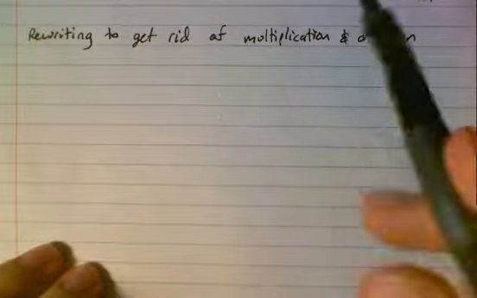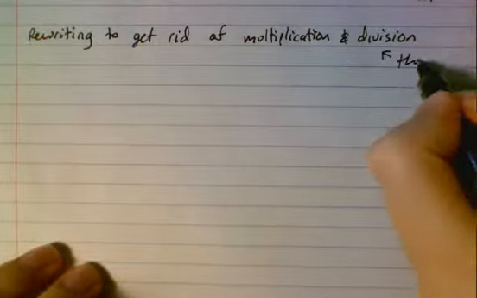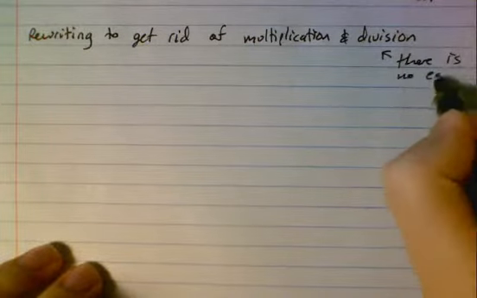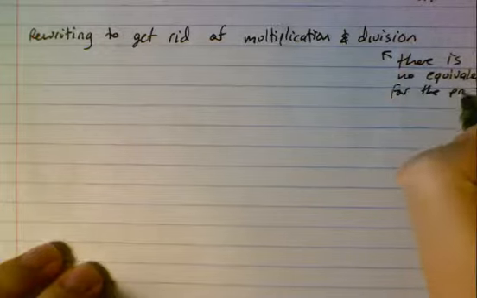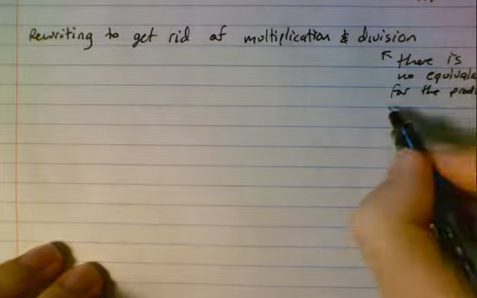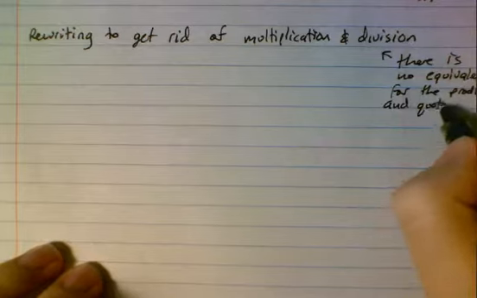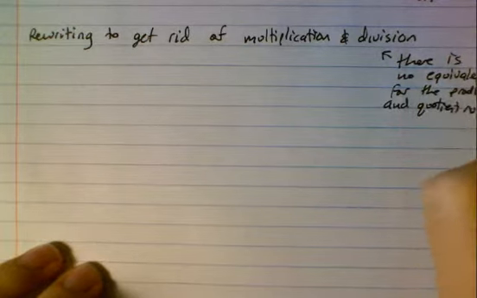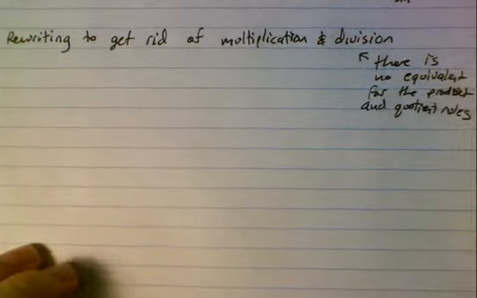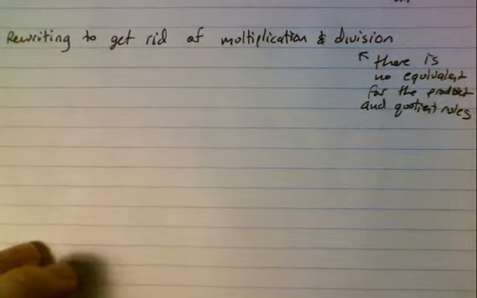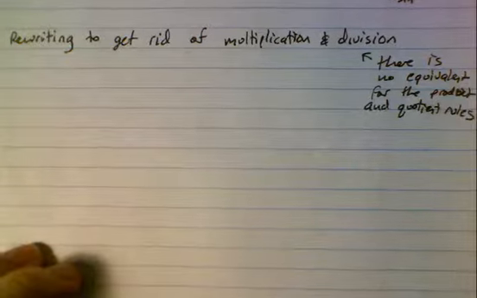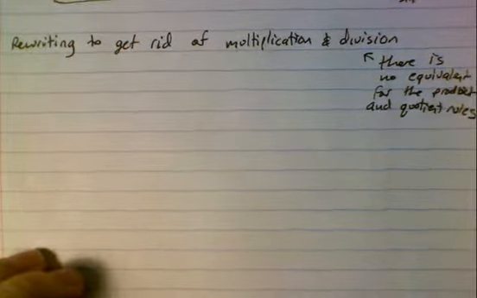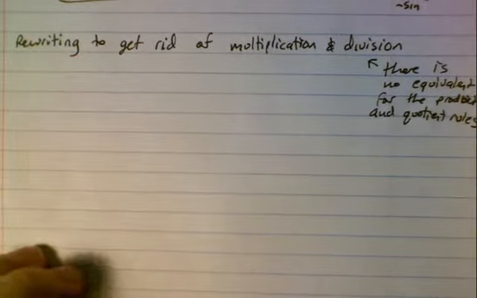Basically what's going on here, there is no equivalent for the product and quotient rules. There is an equivalent for the chain rule that we're going to get to in the next lecture, but if we have multiplication or division and we're trying to take the antiderivative, we're kind of out of luck. We have to rewrite it in order to be able to take the antiderivative.